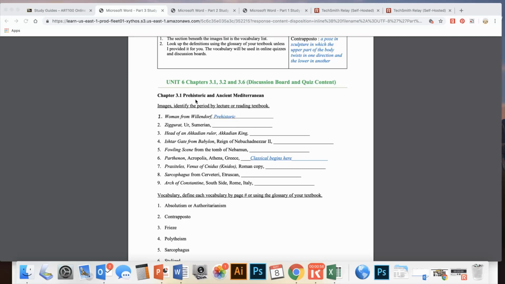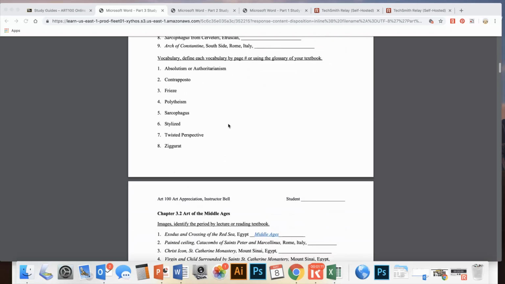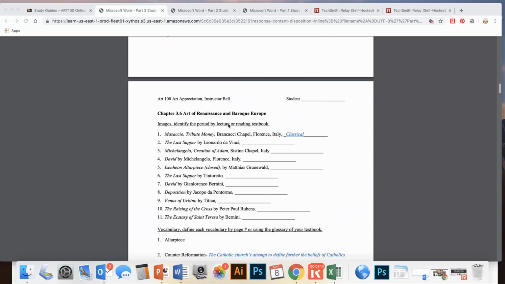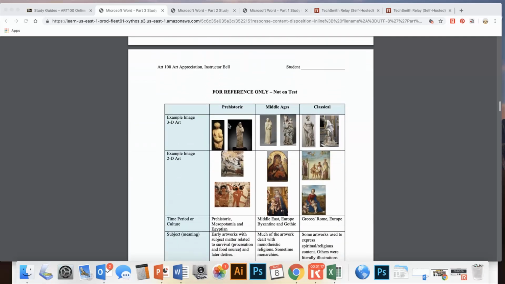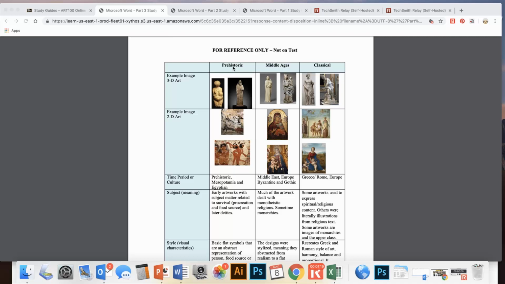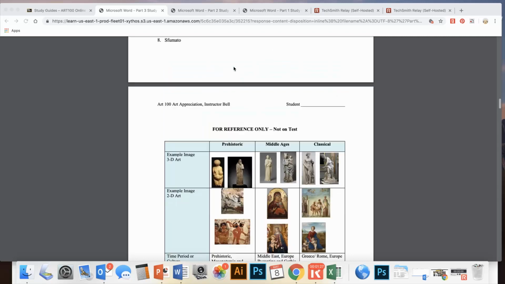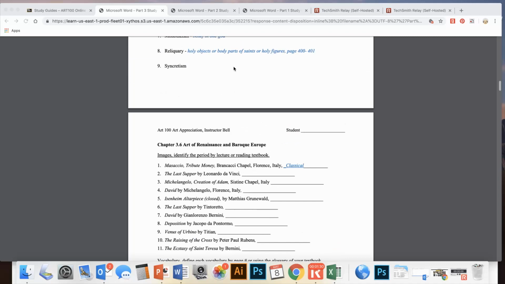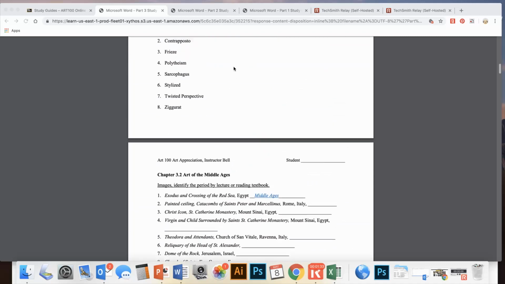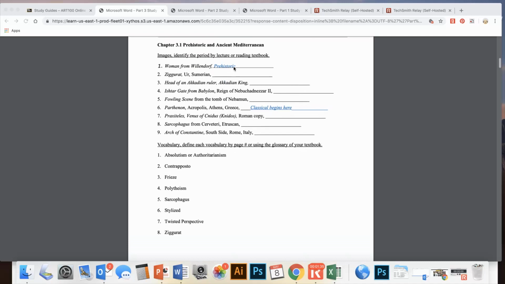Chapter 3.1, Prehistoric and Ancient Mediterranean. So that lets you know what to expect, what we're going to look at. There are three different art periods that I want you to know, and these will be used for both the final and for your quizzes. Those are prehistoric, which in multiple choice would be A, Middle Ages will be B, and then you'll have C, classical. So for each image listed in Unit 6, you have to know which of those three it is.